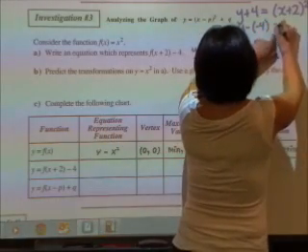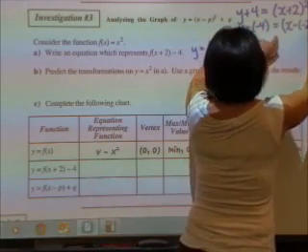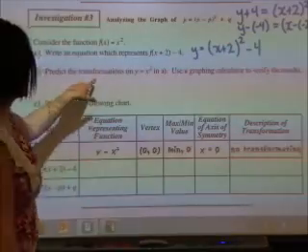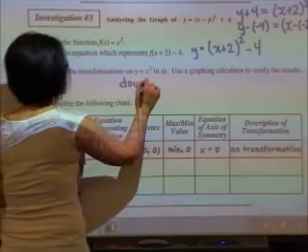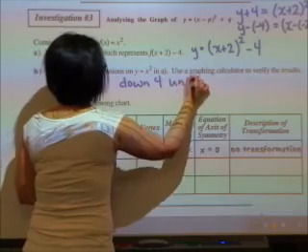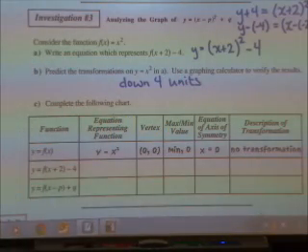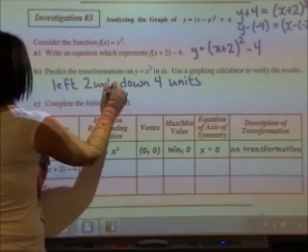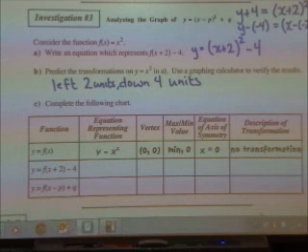This right here, this is the same as x minus negative 2. So this tells me that I would go down 4 units. And what does the 2 tell me to do? Go left 2 units. And usually we go left and right before we go up and down, because our left and right is our x's and our up and downs are our y's. X before y.